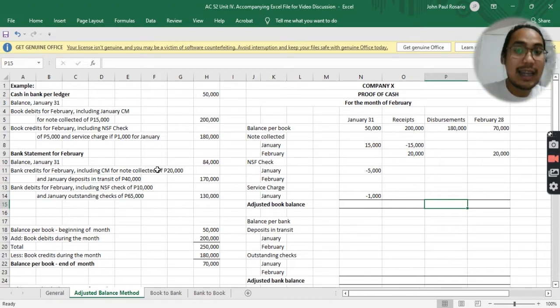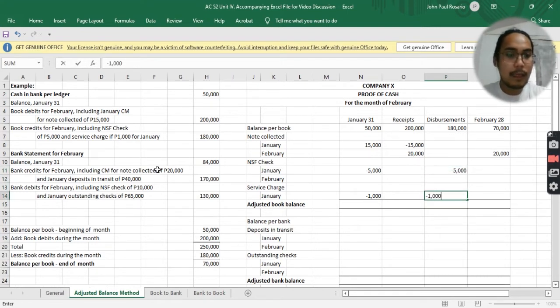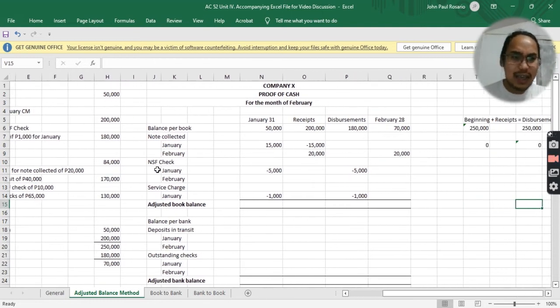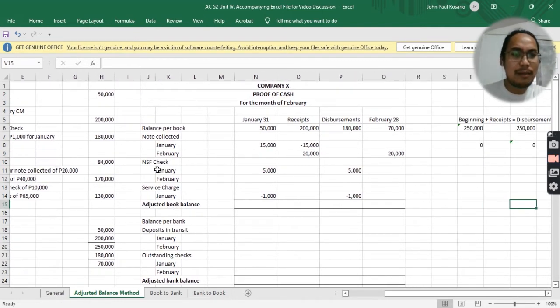for February? Disbursement dapat siya ni January pero na-record siya ni book as disbursement pagka February na. So overstated ang imuhang disbursements for the month. So meaning imo kuan imuhang disbursements. Okay, so let's check if the equality of the equation is still maintained.